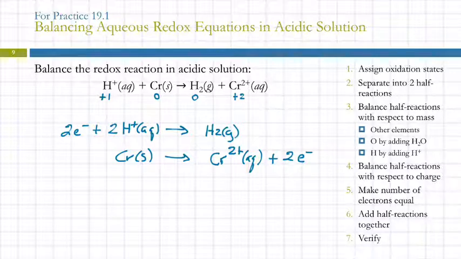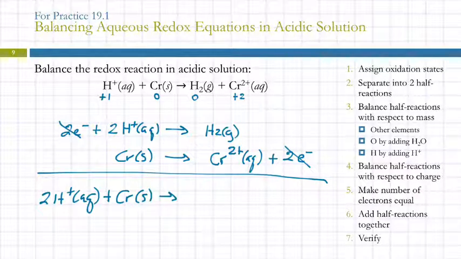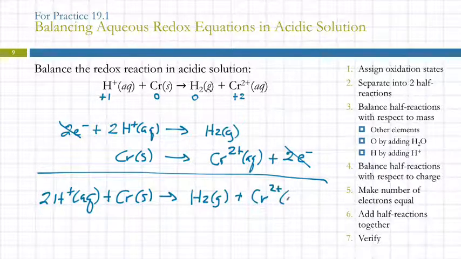You should end up with one of your reactions having electrons as a reactant and the other having electrons as a product, or you're doing something wrong. Okay, now we need to make sure that our numbers of electrons are equal. So the 2 electrons and 2 electrons, we don't have to multiply this one. So the 2 electrons cancel each other out, and I'm just going to write down what's left. H+ aqueous plus Cr solid goes to H2 gas plus Cr2+ aqueous. Any questions?